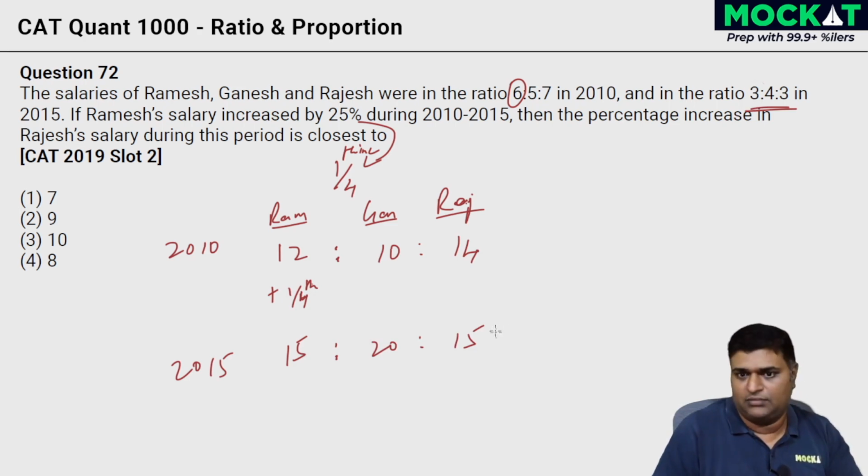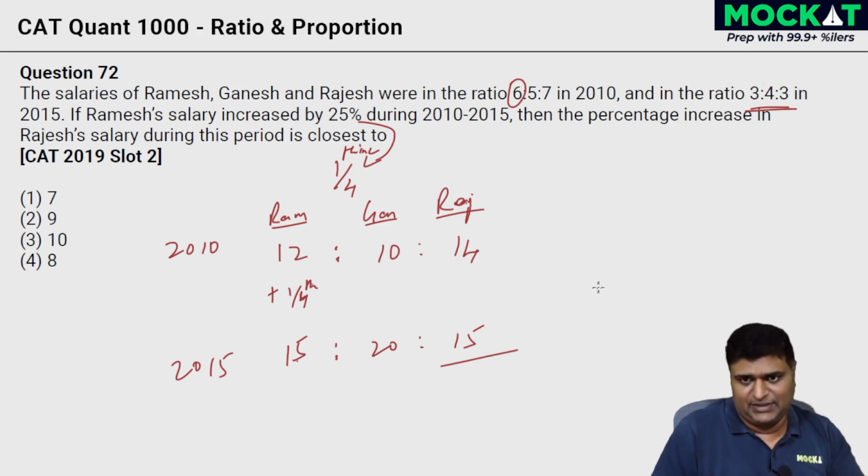3 is to 4 is to 3. That's it. We formed the connect. These should be your, not just your ratios, but your absolute value terms. If this was 12, these are 10, 14. And if this was 12, this becomes 15 and 20 and 15. We need to find the percentage increase in Rajesh's salary, the last person over here.